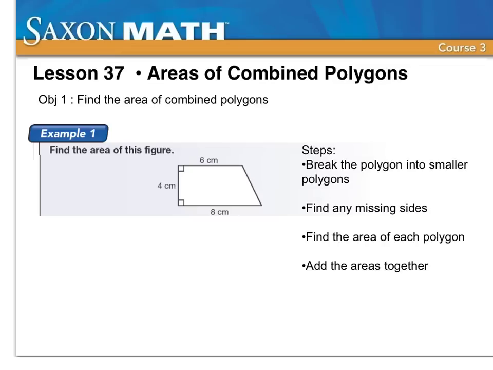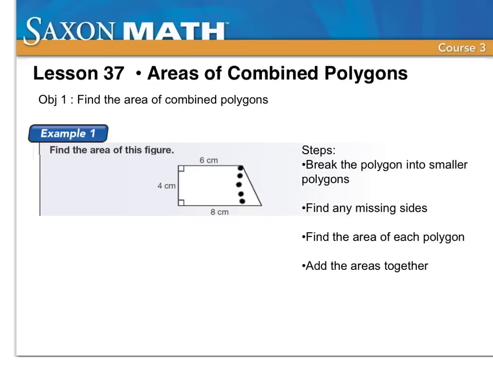So, to find this, it's like two polygons mashed into one. So we're going to break the polygon into smaller parts first. Alright? So what I mean by that is we need to decide how can we split this polygon up so it's two different polygons. Well, if I start at the top here and make a straight line down here, then I split this into a rectangle and a triangle.